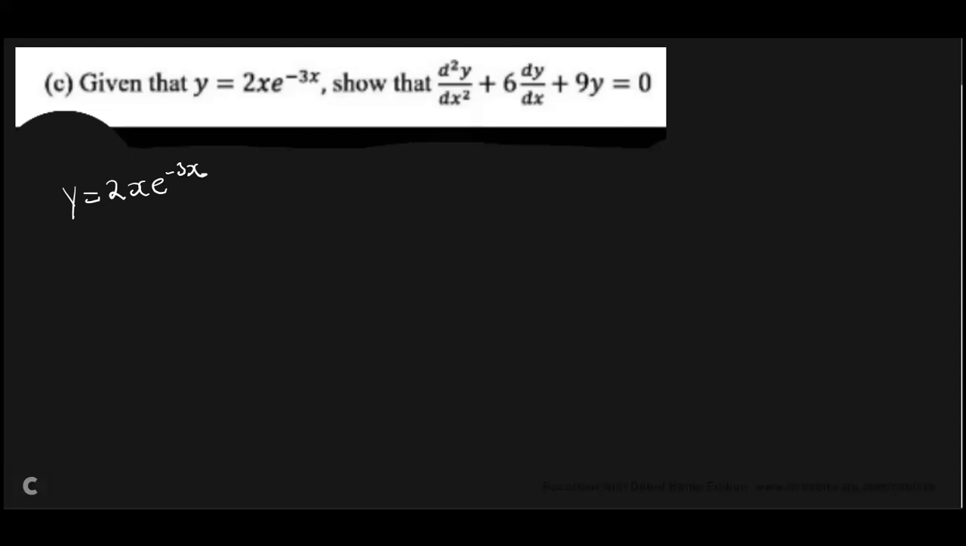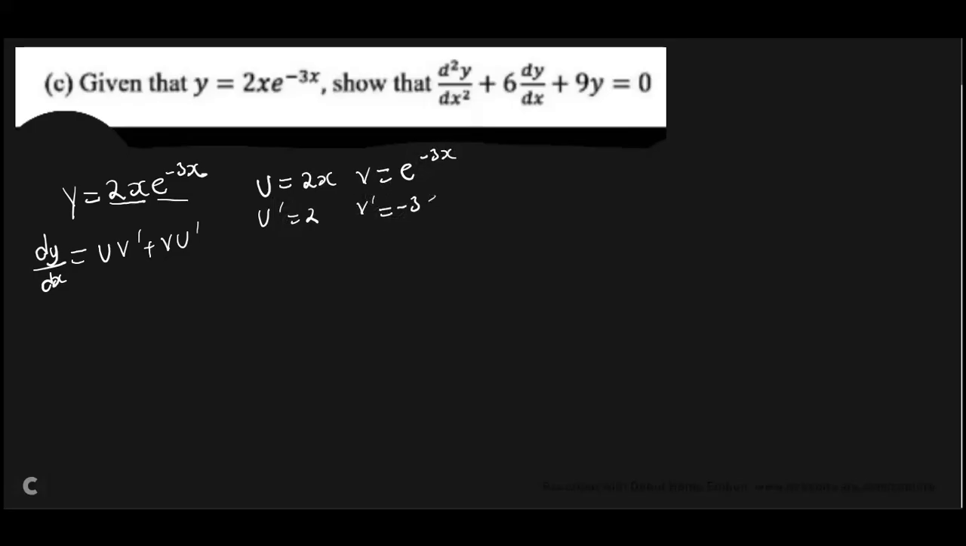Now, since here we're having two functions, meaning that we need to use what we call the product rule. So the product rule, how does it go? It is u v prime plus v u prime, like that. So what is your u in here? The u here is 2x. Then what is your v? Your v is e to the power negative 3x. And your u prime is 2. And your v prime is negative 3e to the power negative 3x, like that.